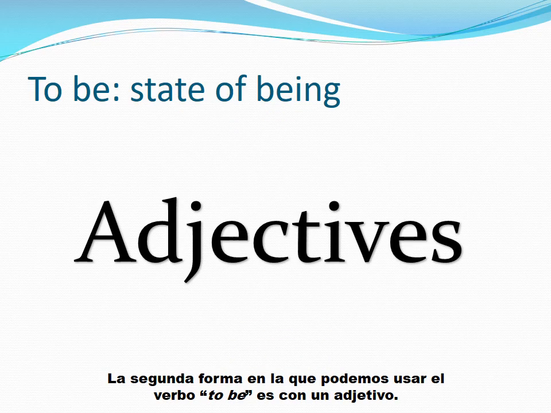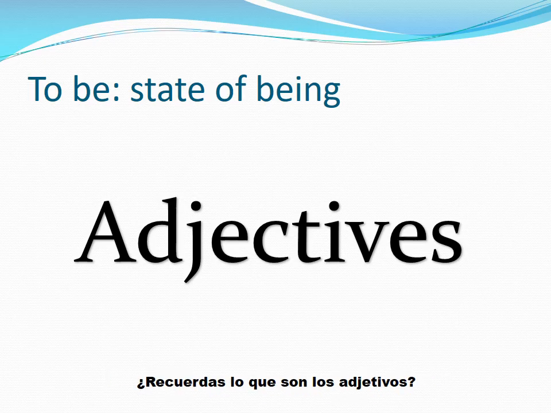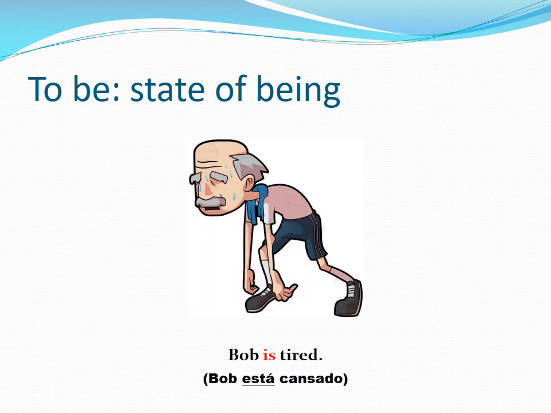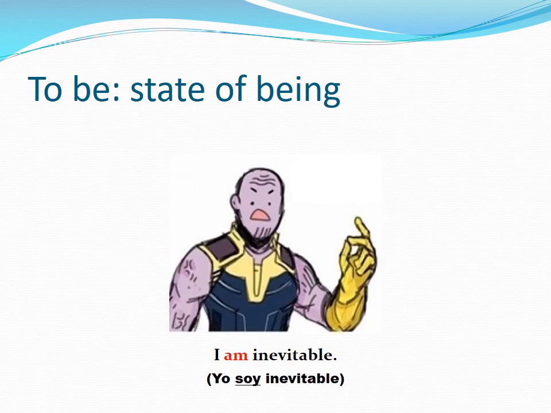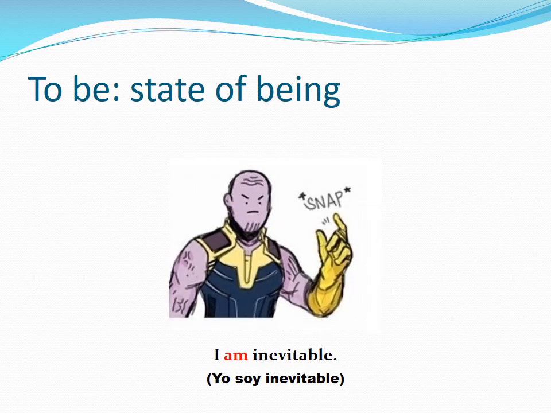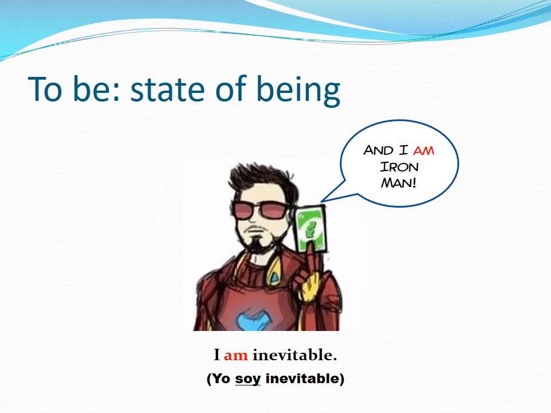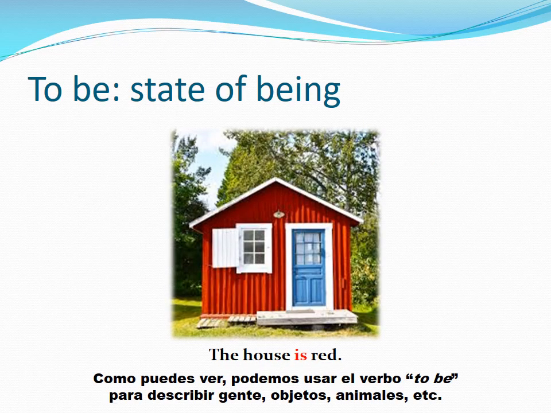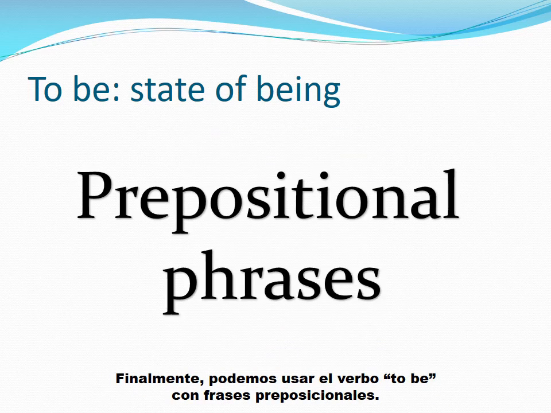The second way in which we can use the verb to be is with an adjective. Remember what adjectives are? Adjectives are words that are used to describe a noun. For example, Bob is tired. I am inevitable. The house is red. So as you can see, we can use the verb to be to describe people, objects, animals, etc.